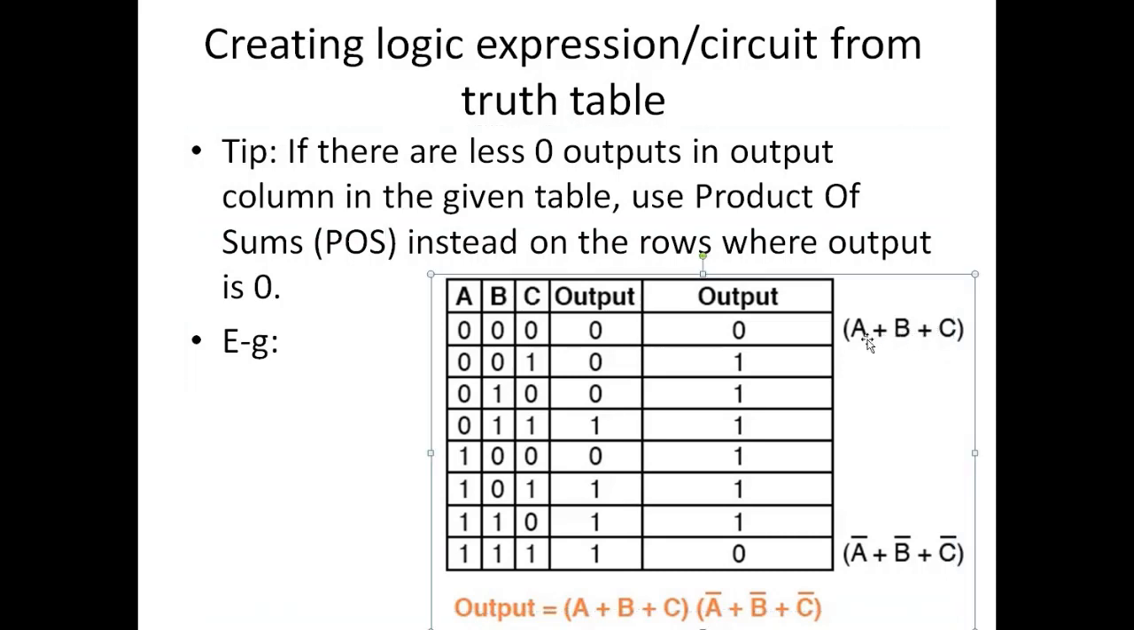Sorry, this is in reverse. This should be A bar, B bar, C bar, and this should be A, B, C, and you are going to get the output as 0. Now apply an AND gate between them, meaning simply multiply these two logic terms together, and you are going to get your output.